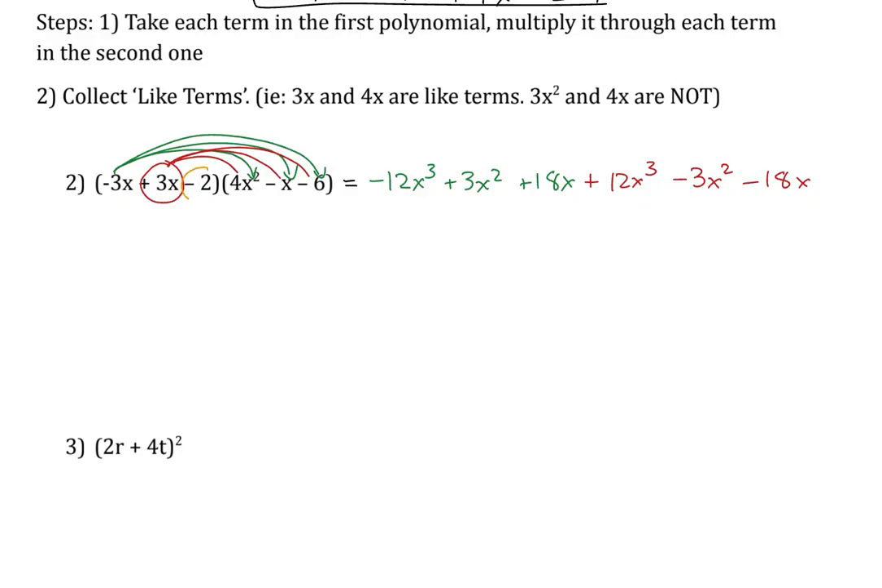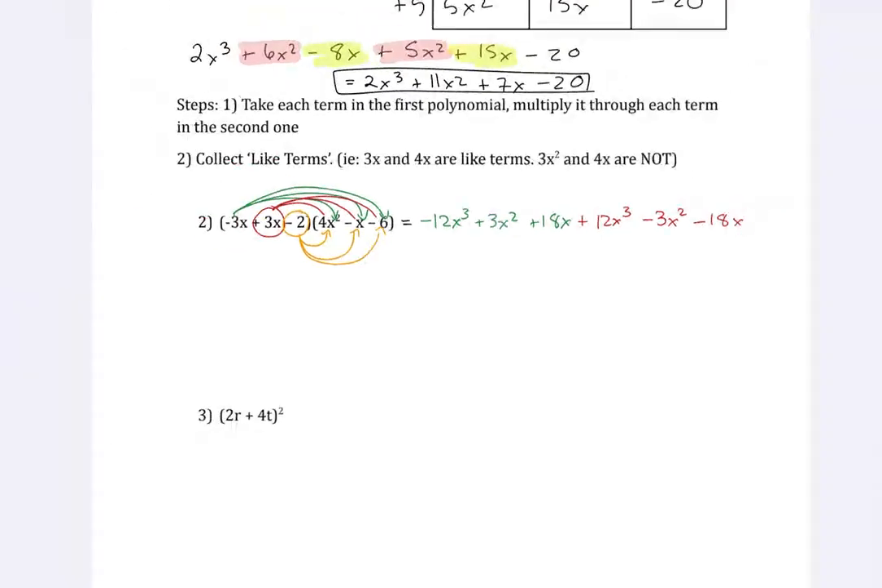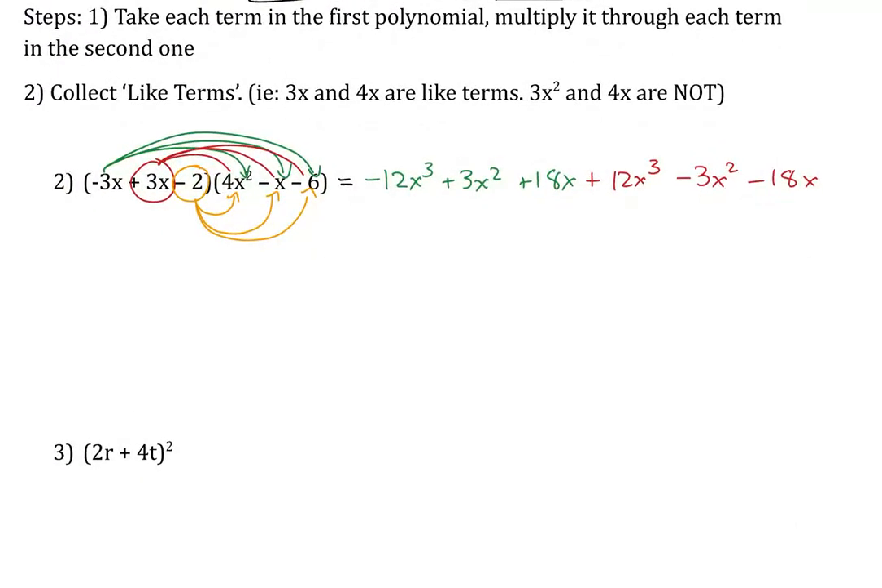Now let's take our last term, our negative 2. So we're going to distribute that to positive 4x squared, to negative x, and to negative 6. So I'm going to do the good pre-cal thing and try to squish. Nah, I can't actually squish it on one line. So I'm going to say minus 8x squared plus 2x plus 12.